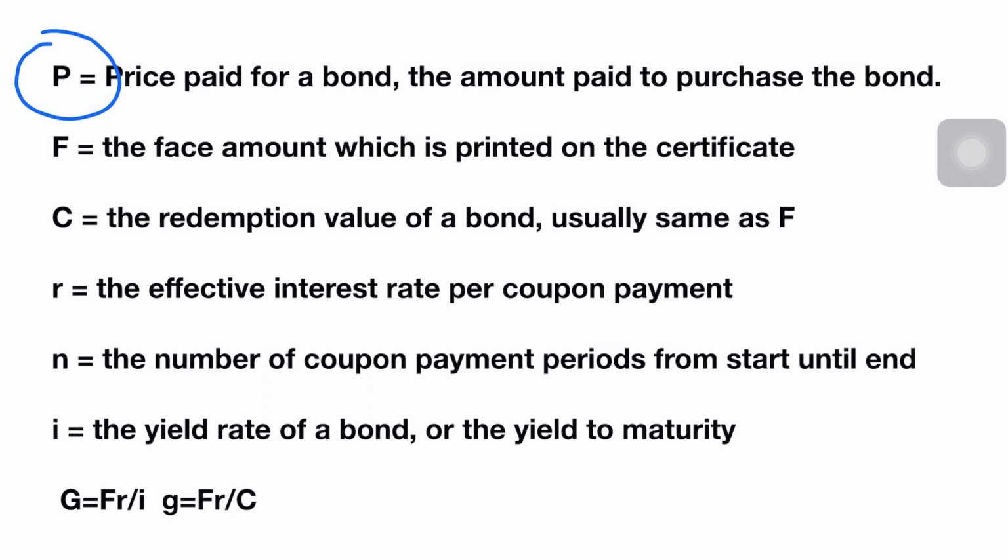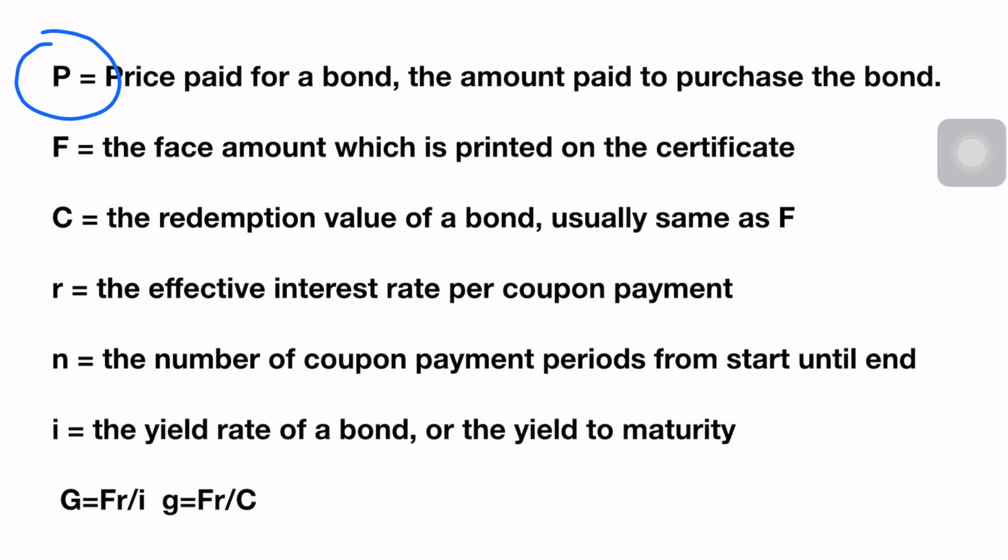And then the second one is F. F is the face amount which is printed on the certificate. It's also called the par value, the amount that we will get during the year of maturity. Meaning the company will pay back to us when the bond matures.